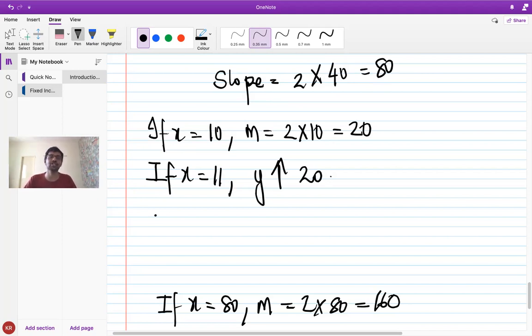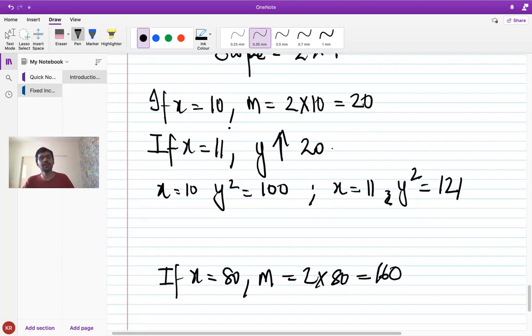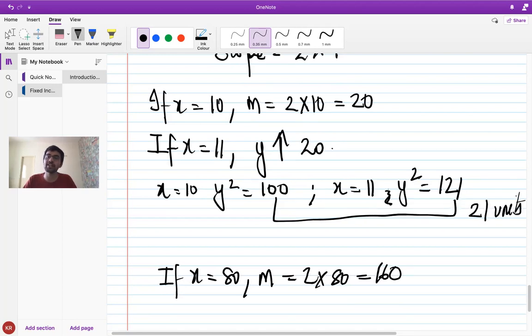Can we actually cross check? If x is equal to 10, then y square is equal to 100. And if x is equal to 11, y square is equal to 121. If you carefully observe, I said that y should actually increase by 20 units, but over here y has increased by 21 units.